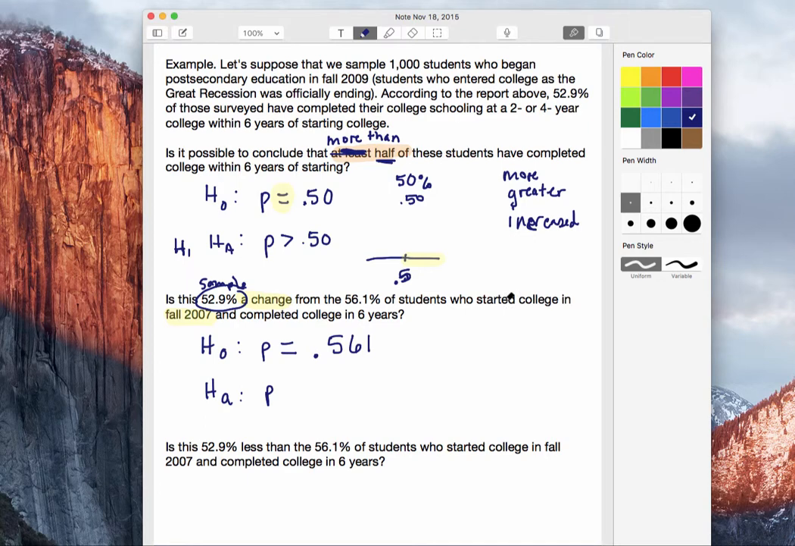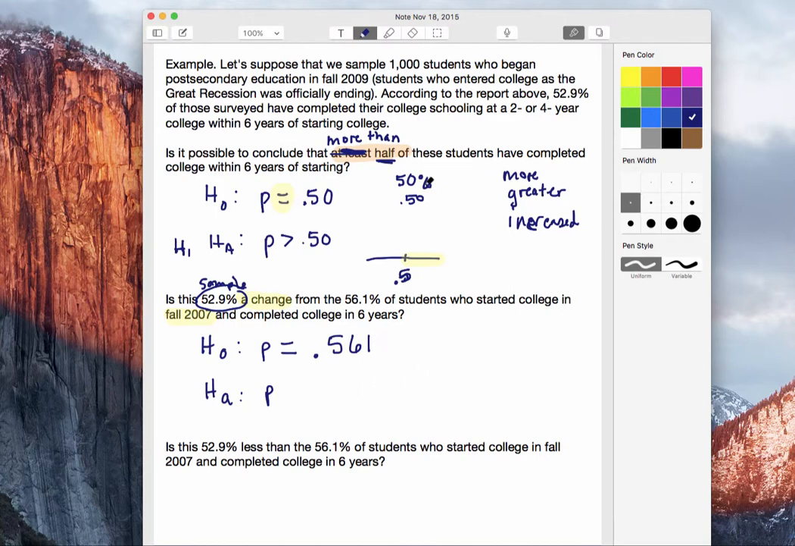0.561. Sometimes your null hypothesis is a number that someone has gathered years ago, and we're trying to compare our new data against the old data. So my proportion here is the old data. You notice that there's not a sample size given. That's kind of a clue that that's going to be your old proportion.